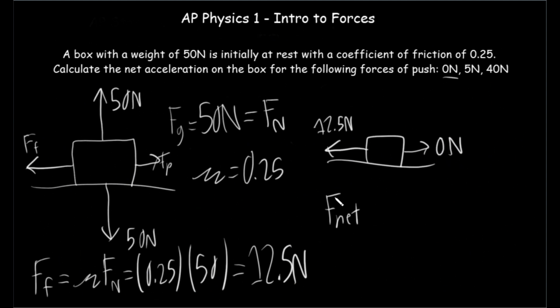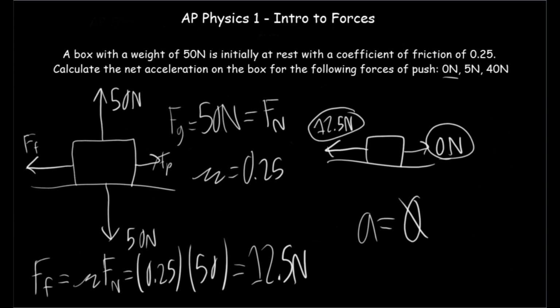Here, there is no force of push, and it's not greater than or even equal to the force of friction. So that would mean our acceleration is 0 for 0 newtons because there's just no movement going on here. For a movement to happen, the force of push would have to be greater than the force of friction. It would just have to be.